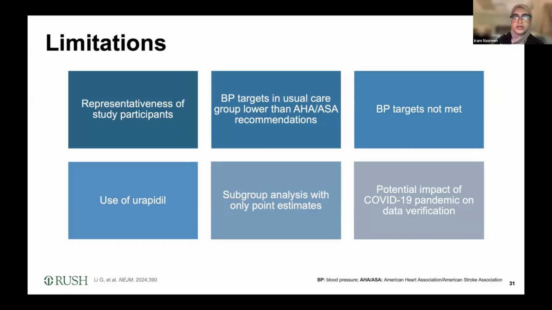And it also could be related to the inclusion criteria because we were looking at patients with elevated blood pressure and who had early motor deficits specifically, which is more likely for hemorrhagic stroke over ischemic. Another limitation is that their blood pressure targets in the usual care group were lower than AHA or ASA recommendations. So I don't know if the differences that they found would have been the same if compared for ischemic stroke patients here managed in the US.